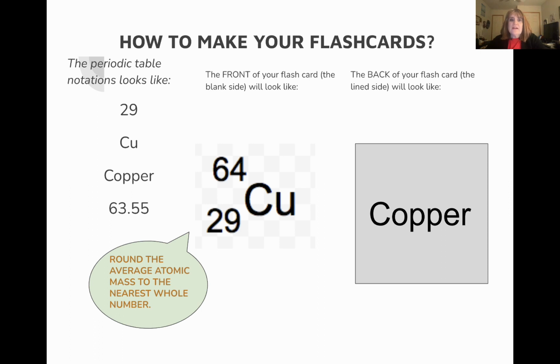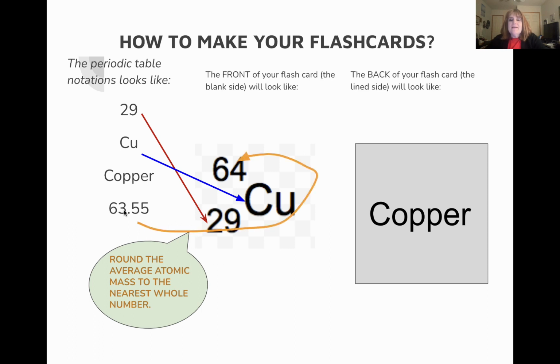So how to make your flashcards? Well, you've already started making your flashcards, and on the front of your flashcards, you have the symbol and the name on the back. Now you need to add the complete notation. You need to add the atomic number. The top number of the periodic table becomes the bottom left number on your flashcard. And then the symbol becomes the symbol.